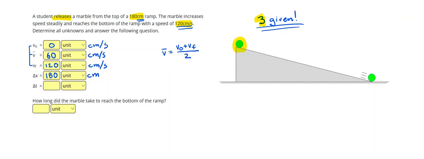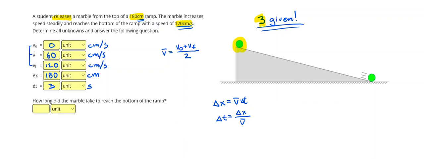And finally, I can look for the time. So I know that displacement equals average velocity times delta t, or dividing both sides by the average velocity, I can get the time using the displacement divided by the average velocity. So 180 divided by 60 is going to give me exactly 3 seconds.